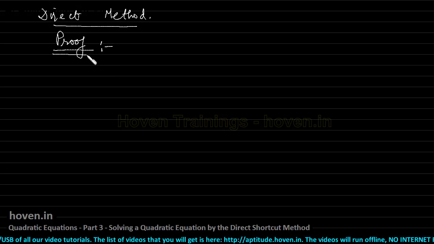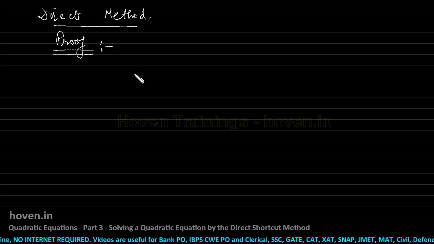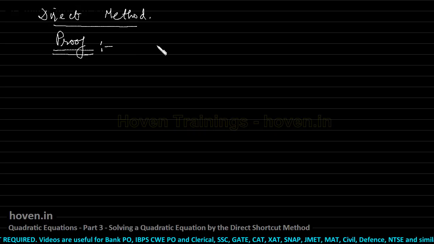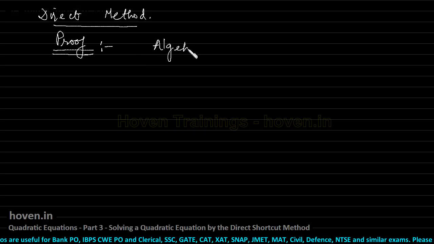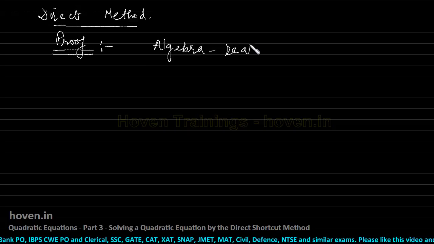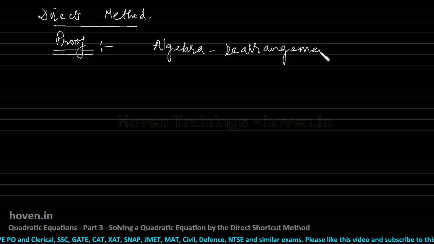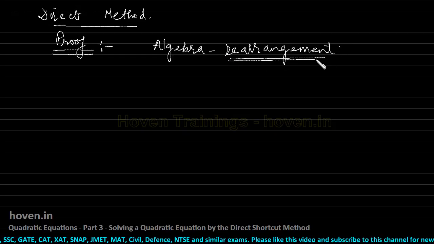Let us try to prove it first. Many students want a proof, and this proof is also recommended. By understanding these proofs, you also get introduced to various concepts of algebra. They make you a better student of algebra. As I have always told you, algebra is all about rearrangement. This one word summarizes the entire concept of algebra. So I will show you how rearrangement can be used to reach the direct method.